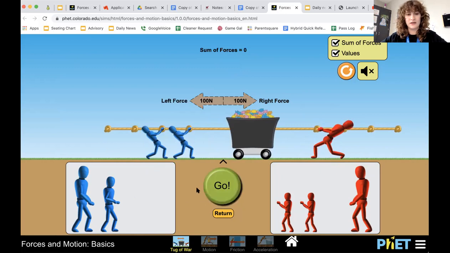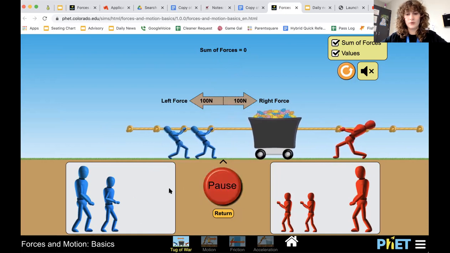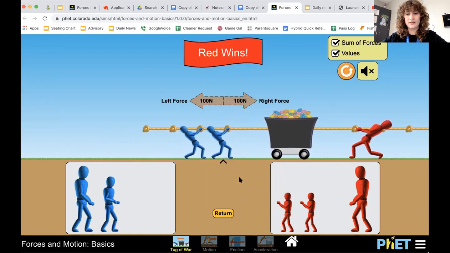okay, to try and even it out? So now the forces equal 0. Well, why didn't it stop? Why did the red team still win? Well, the answer is because that rope, that cart, was already in motion. So having balanced forces would not make it actually stop. It would just make it continue going the same direction it was going.